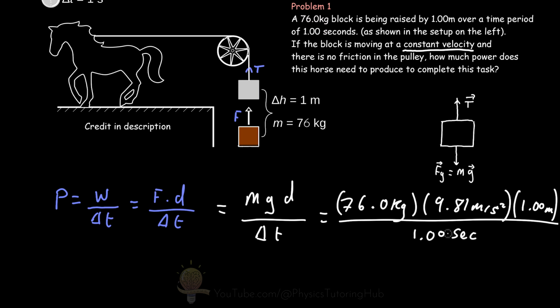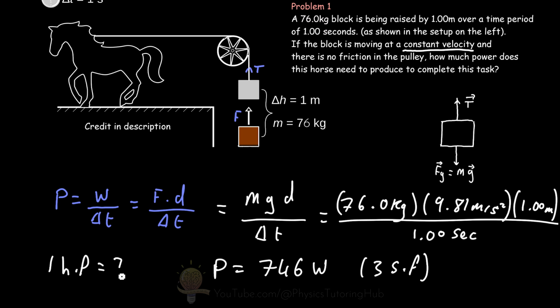And when we sum this all together, we get a power of 746 watts to 3 significant figures. And this is actually equal to 1 horsepower. So 1 horsepower is equal to 746 watts.